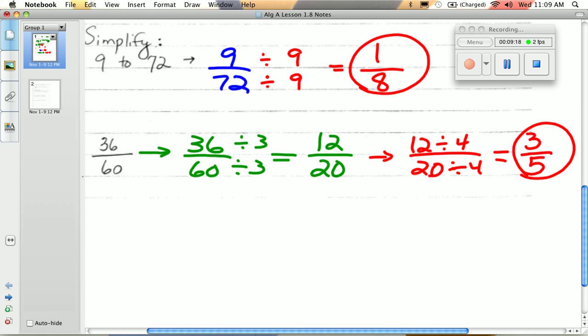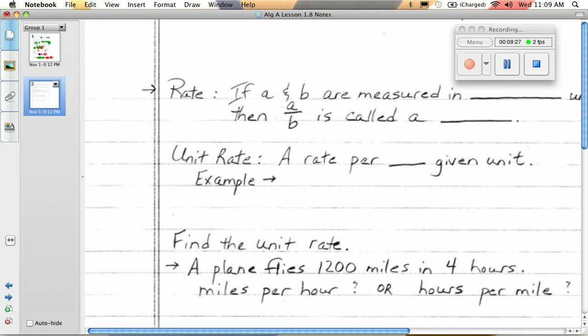Is there anything you don't understand about ratios before we move on to rates? Okay, then let's go to the back side where we are going to talk about rates.